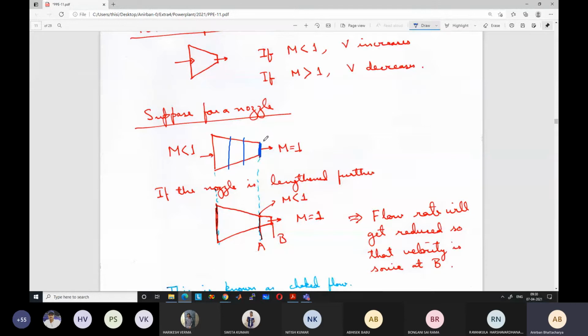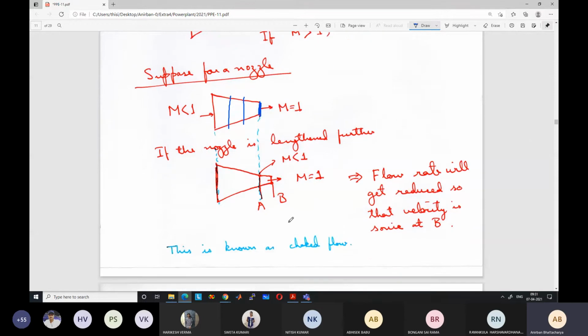So this end section is known as the throat section. This condition of reaching Mach number 1, where there is no change after that, is known as choked condition. When this happens, we call it choked flow. After this, no more change can occur. No matter how much you decrease the pressure, no change can occur.